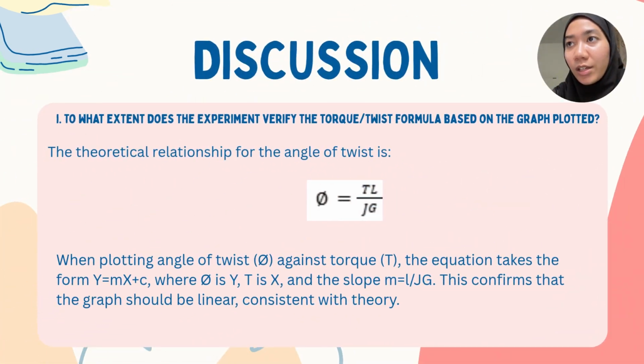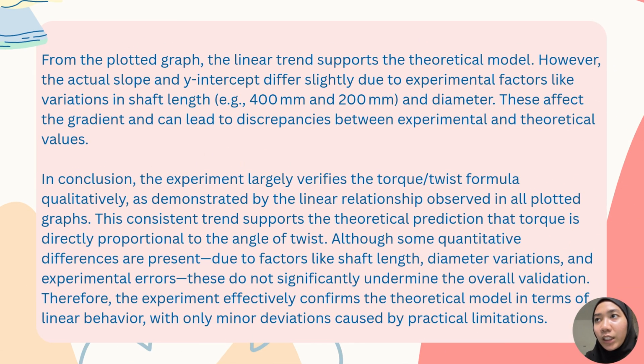To what extent does the experiment verify the torque or twist formula based on the graph plotted? The theoretical relationship for the angle of twist is theta equals TL over JG. When plotting angle of twist theta against torque T, the equation takes the form of y equals mx plus c, where theta is y, T is x, and the slope m equals L over JG. This confirms that the graph should be linear, consistent with theory. From the graph, we can see a clear linear trend which supports the theoretical model.